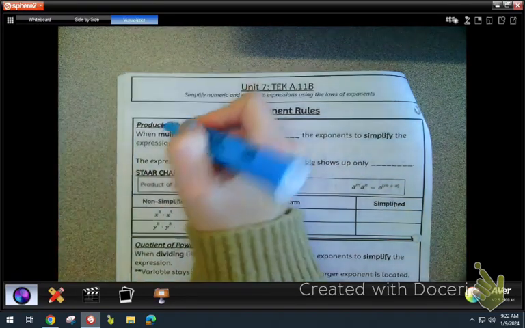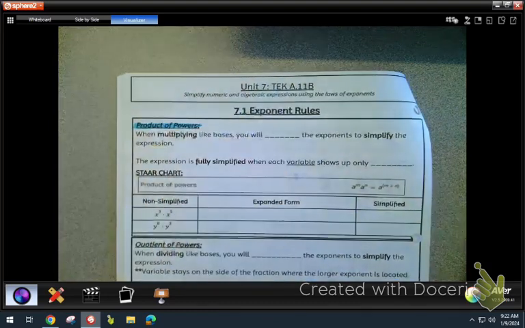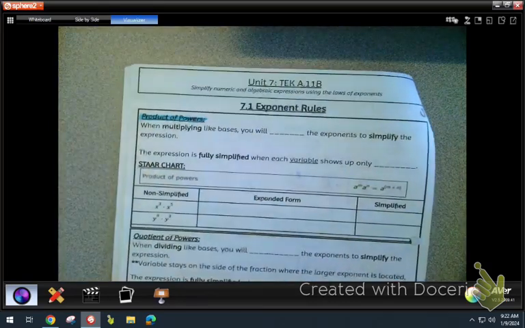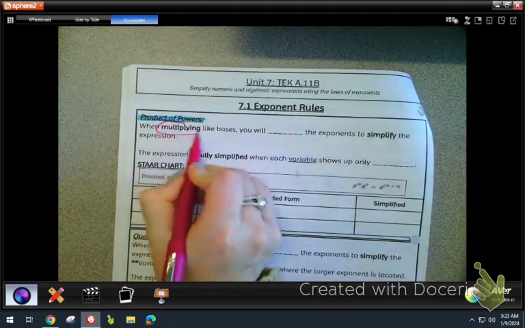What does a product mean? What do you do if you're getting a product? What operation do you do? What? Multiplication. Very, very good, okay? So product of powers, that's what they named this rule on the star chart. So I call it the product rule a lot, but it means that if you are multiplying, so I want you to circle the word multiplying, it's also bolded for you.